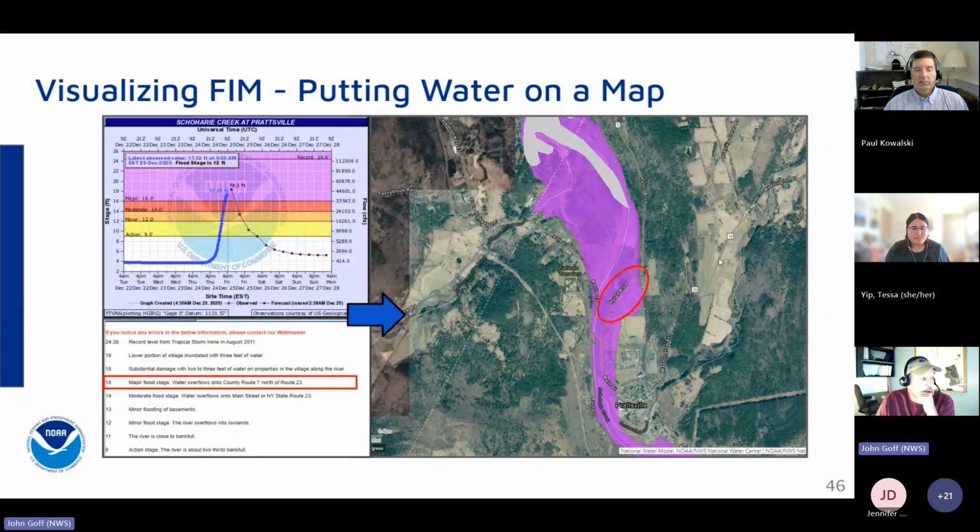So basically, we're just putting water on a map. These are just examples of some graphics we can use in a partner brief. We can show the hydrograph and highlight what that flood stage would mean, and then show what it looks like on a map for a partner brief. And if somebody wants a private chat or something like that, we can share this.